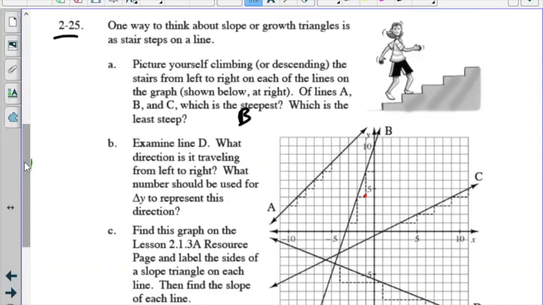And which one would be the less steep would be C, because as you see, C, we're slowly going up. That line is slowly going up. So that would be the least steep one for C.